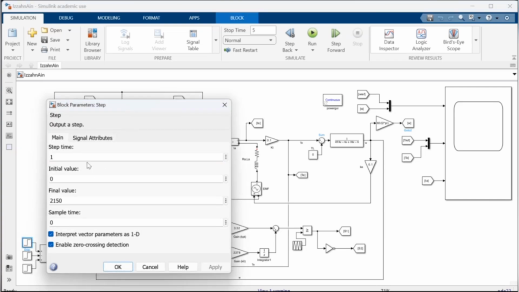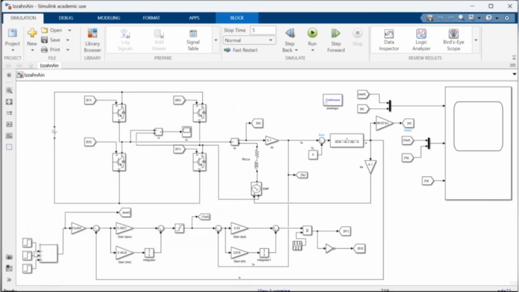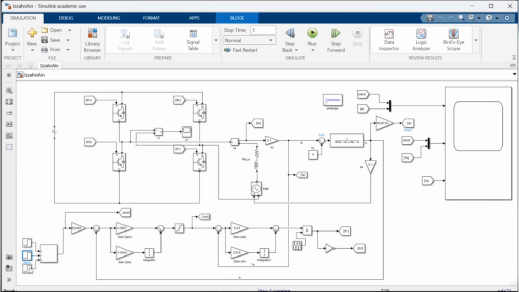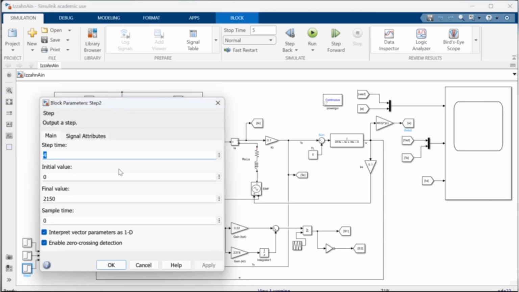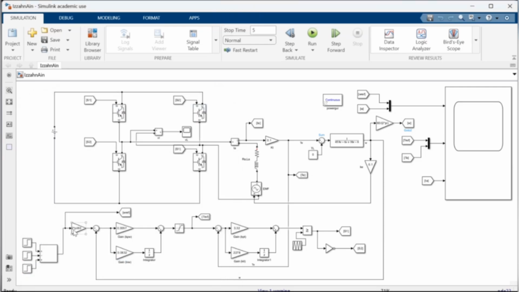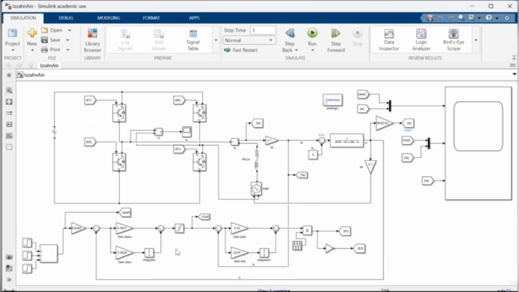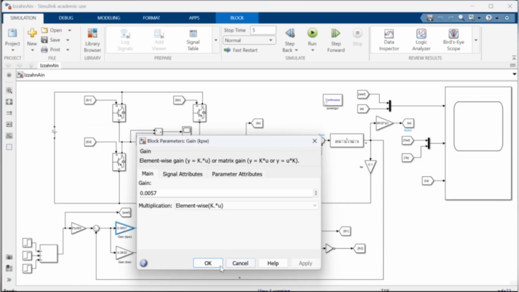The first and the third input for the speed control is 2150 RPM, while the second input is set to 4300 RPM. Then the gain is set to 2π over 60 to change the RPM input value into radian per second. These are the values for proportional gain and integral gain for the speed control loop.